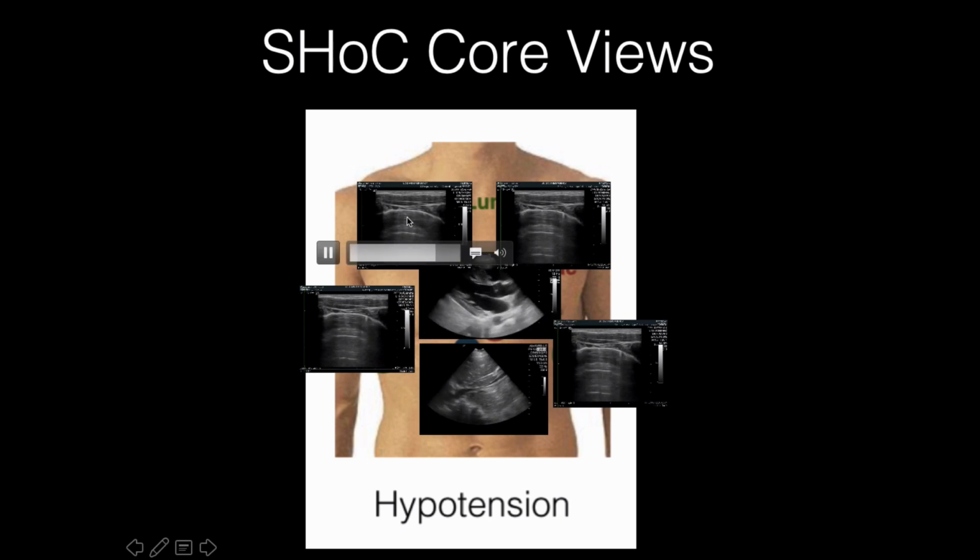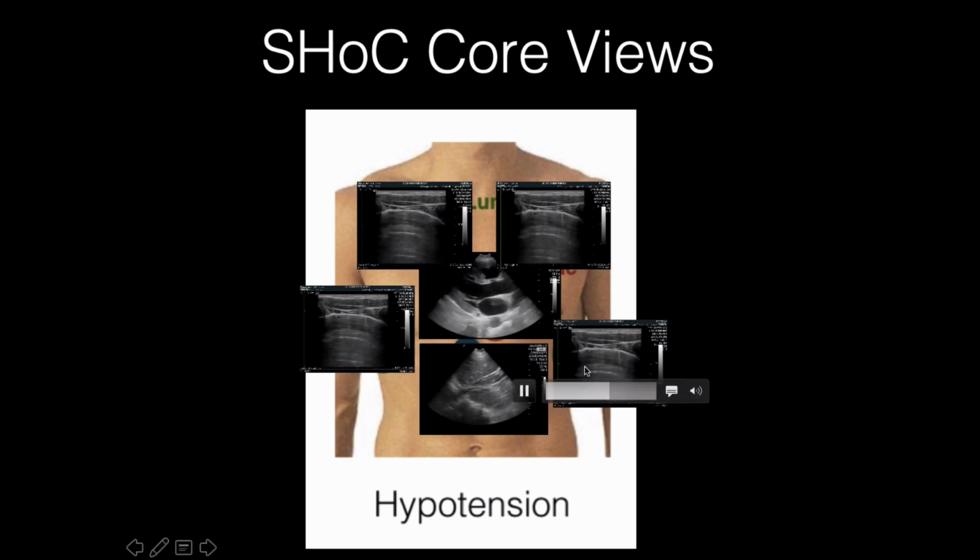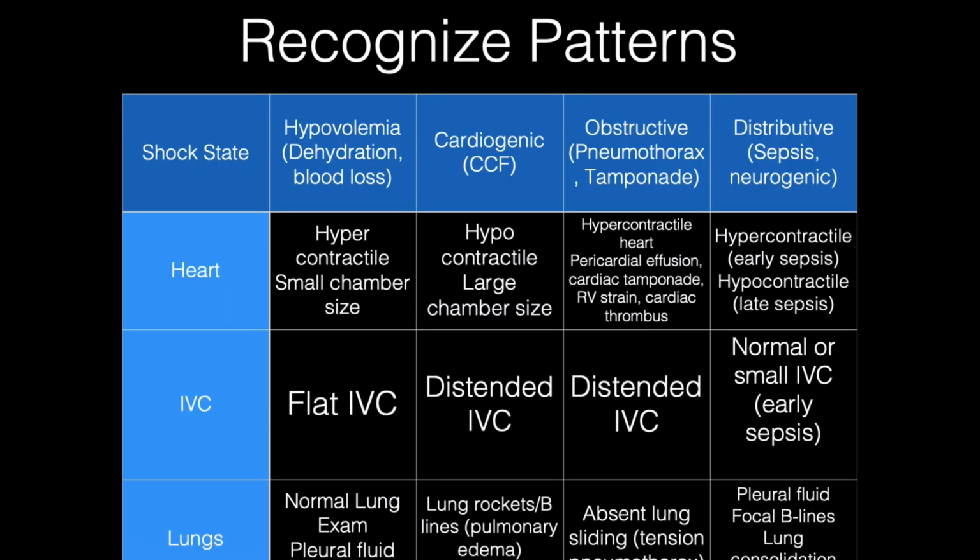The apex of the lungs, I like looking here immediately because you'll know if there's a pneumothorax or not, and if there are bilateral B lines, it's very likely the patient's in cardiogenic shock with pulmonary edema. In the lower lung fields, you'll be able to evaluate for pleural effusions and hemothoraces, and then of course the inferior vena cava is visualized in long axis in the subxiphoid view. And all we want to do is recognize patterns.